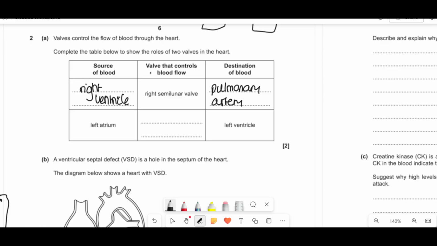So then it says left atrium. What is the valve that controls its blood flow? So the left atrium drains into the left ventricle, right? So it's going to be the left AV, or you could call it bicuspid, or you could call it mitral valve. And where does it go? Left ventricle, to shove out to the rest of the body.